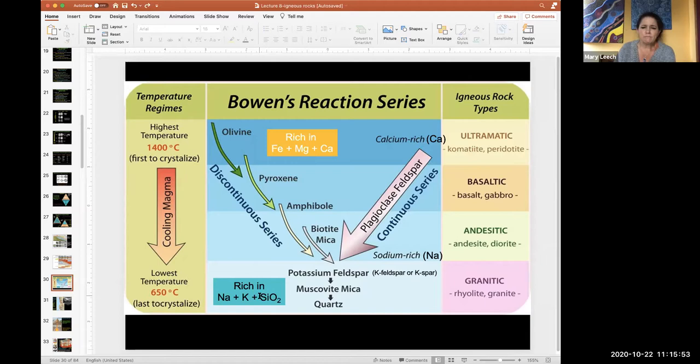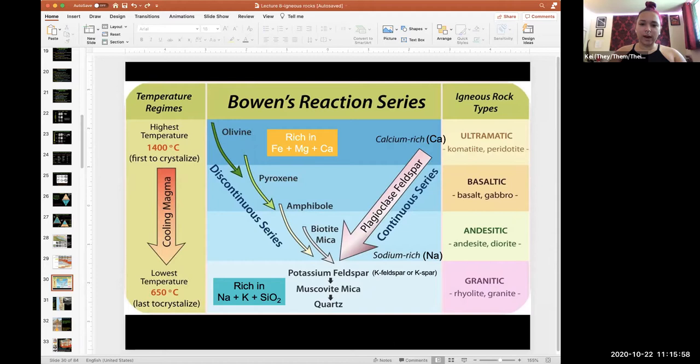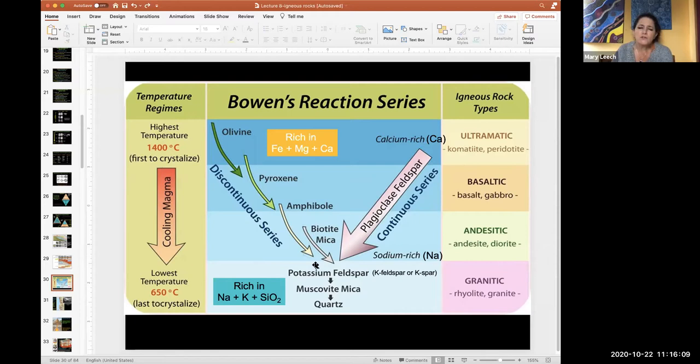Questions about this? I have a question. I know it's not listed on here, but can't you find hornblende in granite too? Yes. The arrow should have gone just to the tip there.